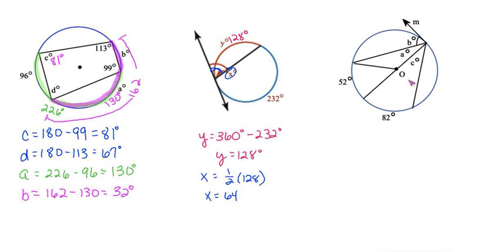So, moving to the last example, I'm going to start with A. I notice that A is an inscribed angle. It intercepts this arc, and I already know its measure. So A is half the measure of its intercepted arc, which is going to be 26.